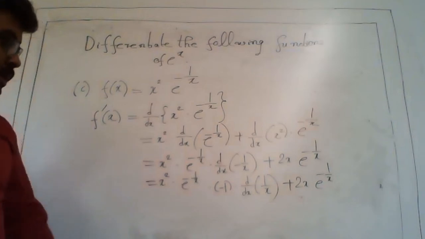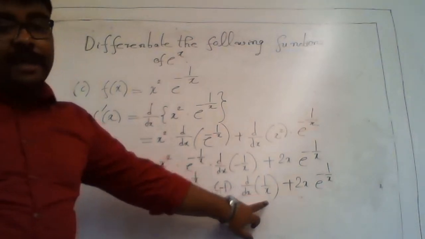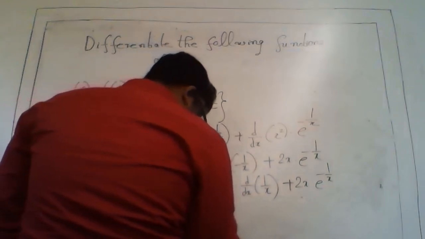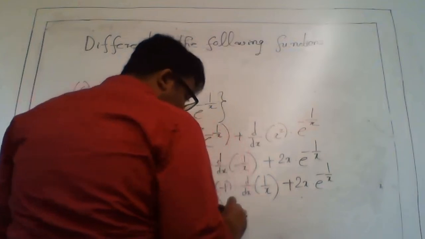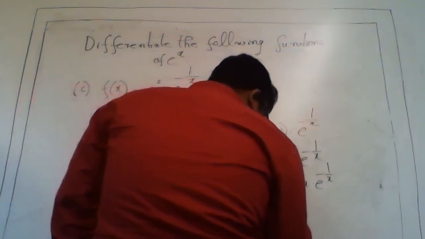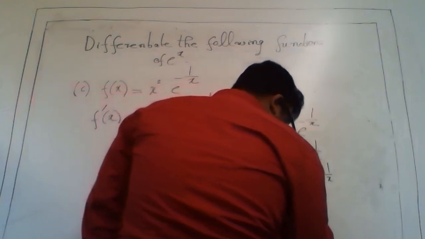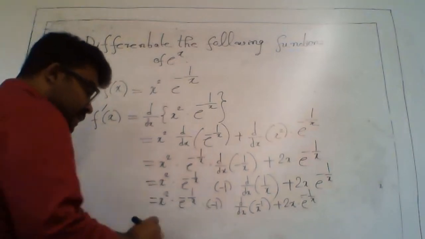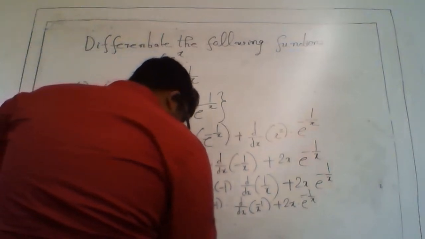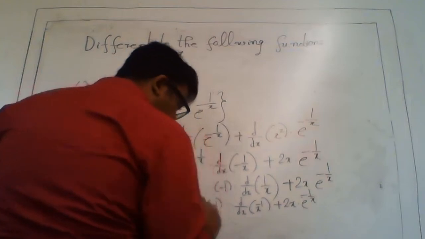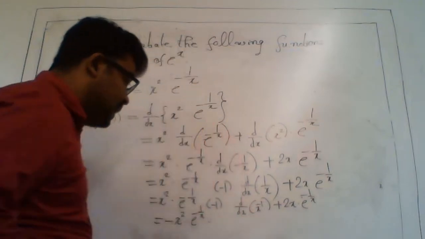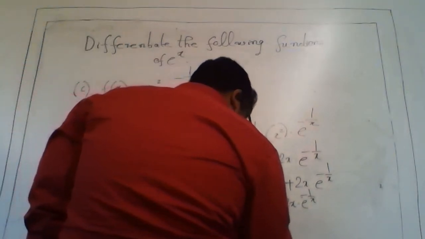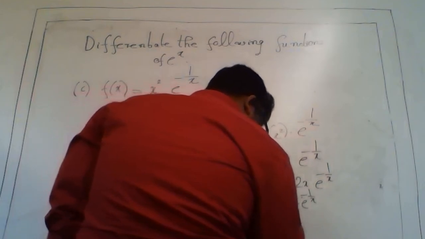Finally d/dx of 1 over x, 1 over x can be written as x power minus 1, so it will be times d/dx of x power minus 1 plus 2x e to the power minus 1 over x. So since x power is minus 1, the first term would be minus x squared e to the power minus 1 over x times d/dx of x to the power minus 1, which means minus 1 x to the power minus 2, plus 2x times e to the power minus 1 over x.